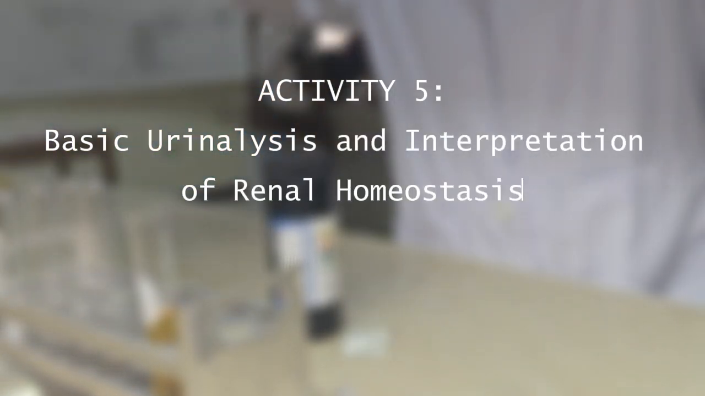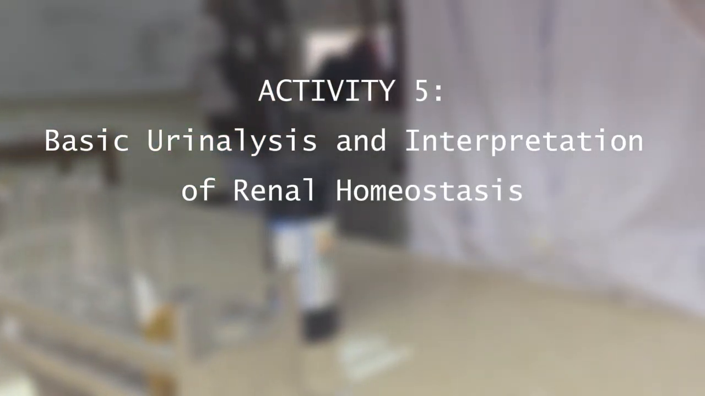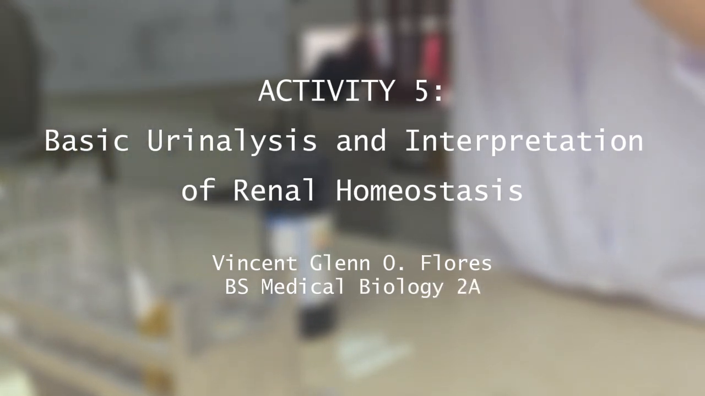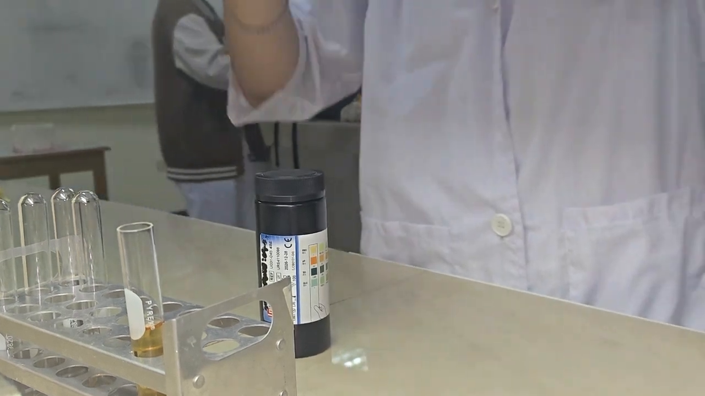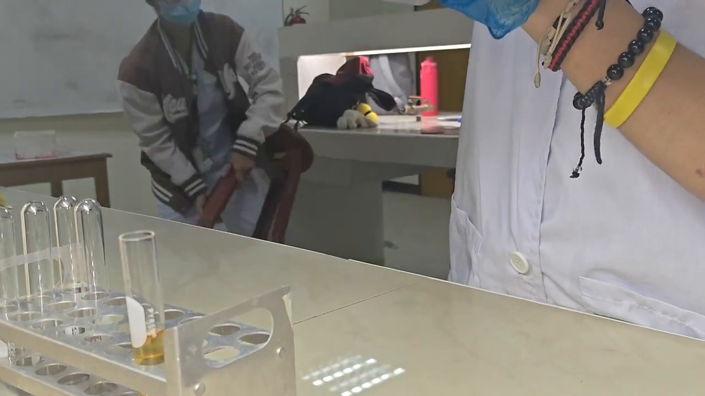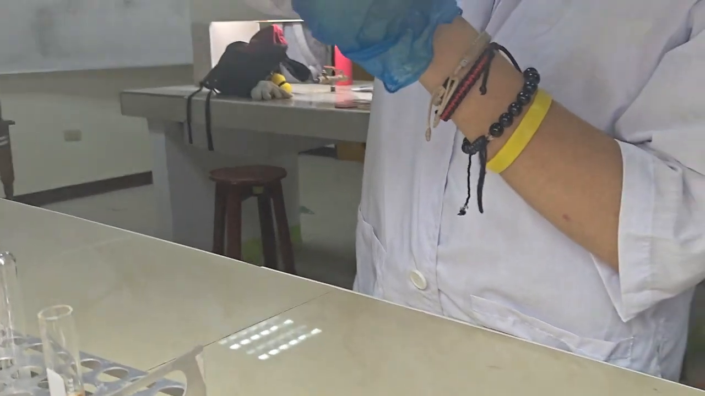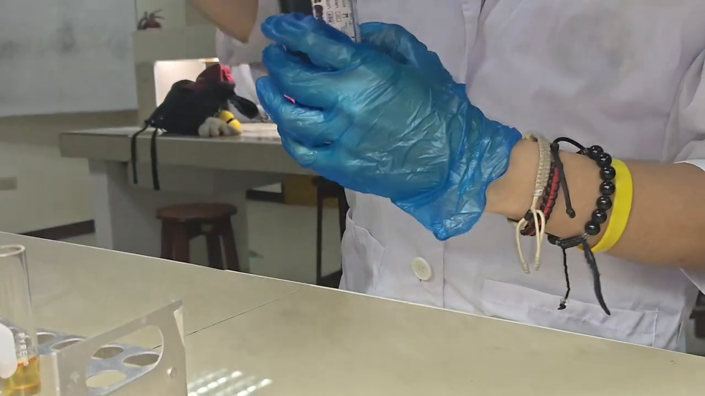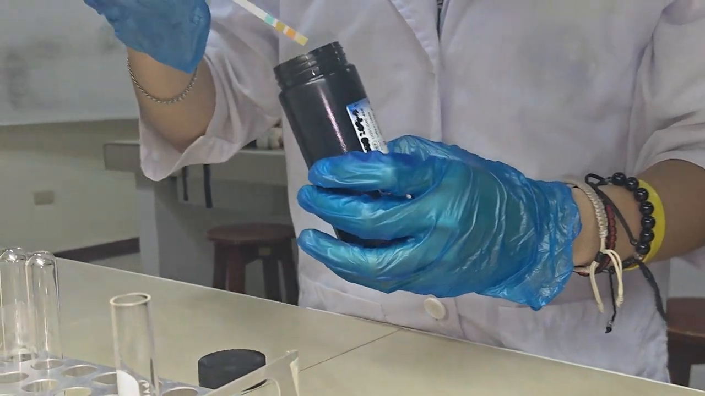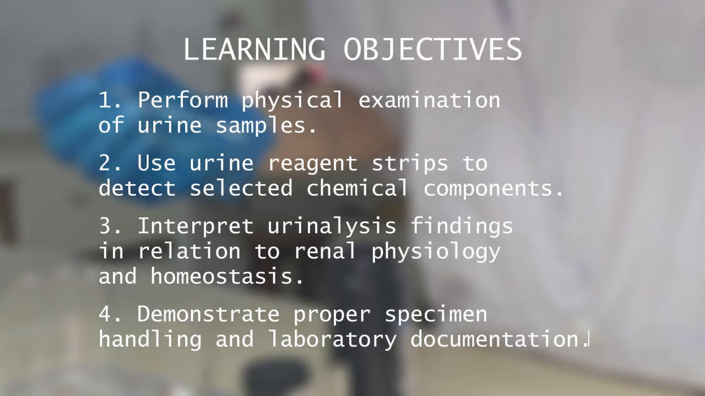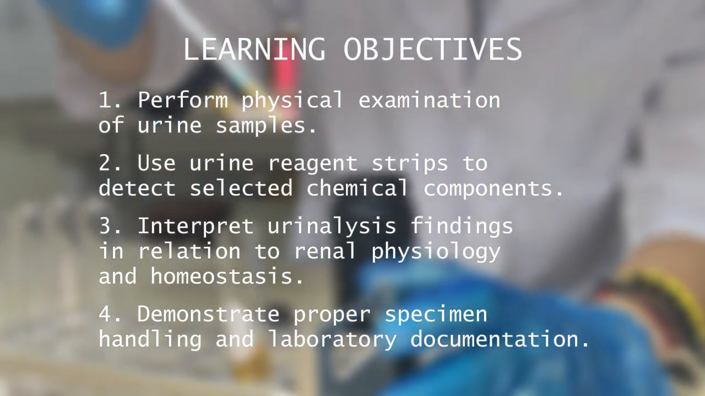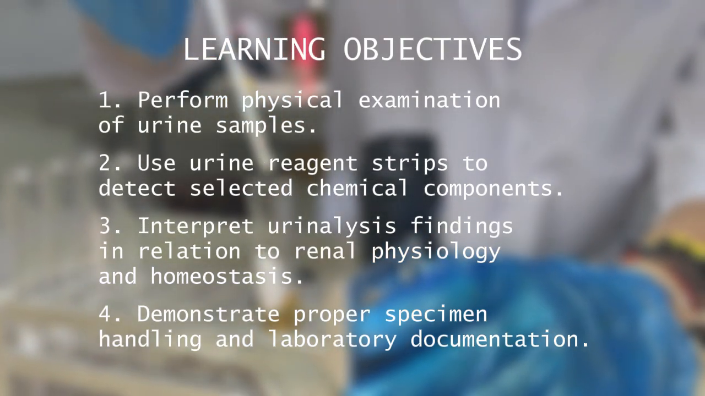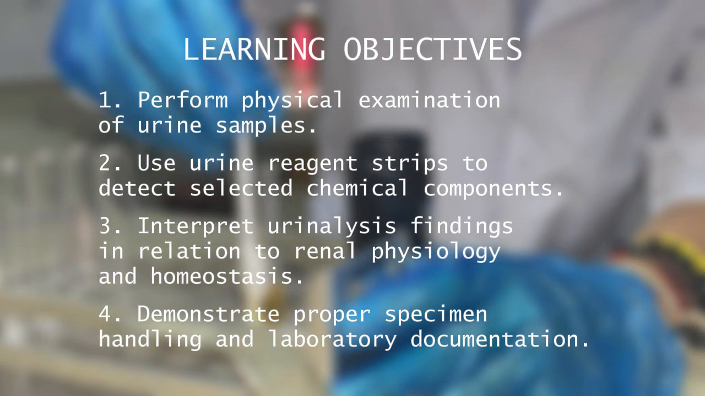Laboratory activity number 5, titled Basic Urinalysis and Interpretation of Renal Homeostasis. This laboratory focuses on the physiological analysis of urine using physical examination and chemical test strip techniques. So this laboratory activity aims to examine urine samples using reagent strips to detect selected chemical components and interpret the findings in relation to renal physiology and homeostasis.